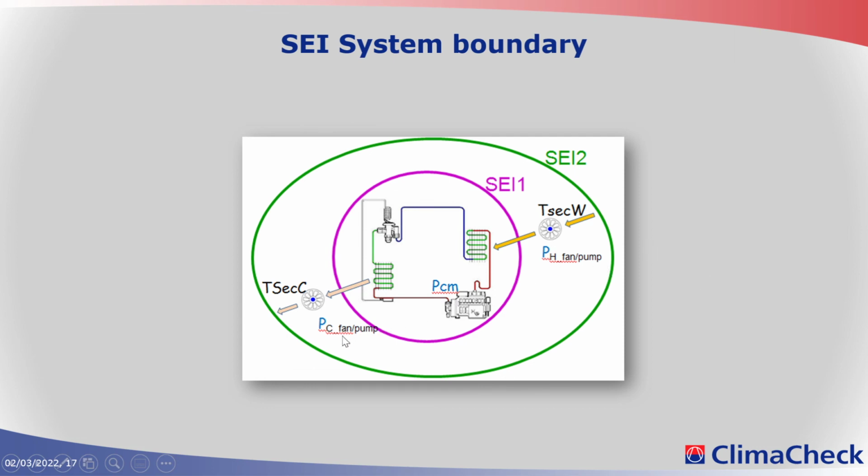So we can measure the electrical power going into this pump and fan so that we know how much they affect our system. We can also measure the heat that is generated by these pumps and that is going into our system. And that will give us a better accuracy on SEI 2, which includes a bigger boundary of our system.